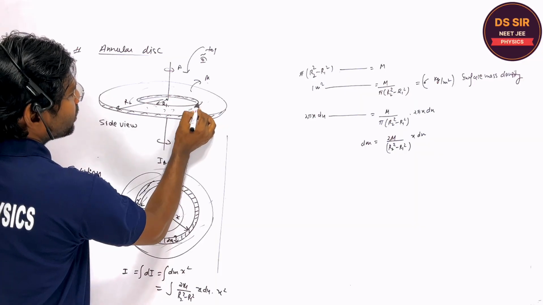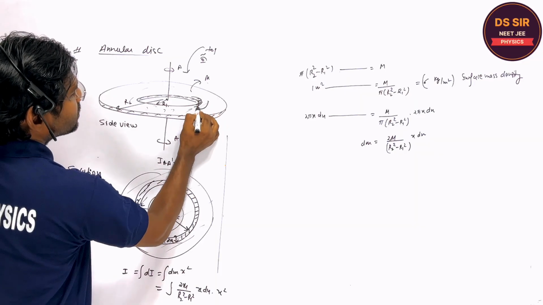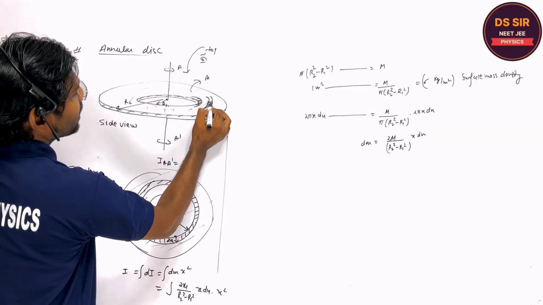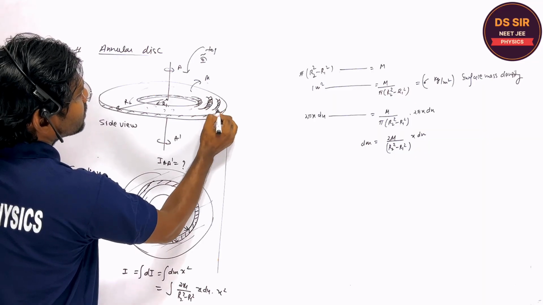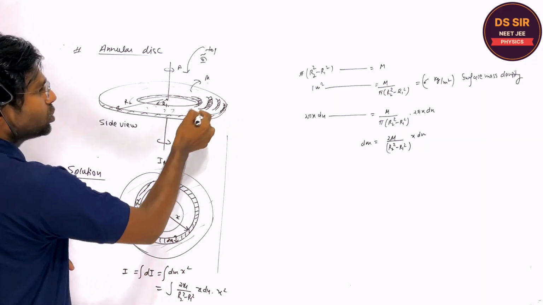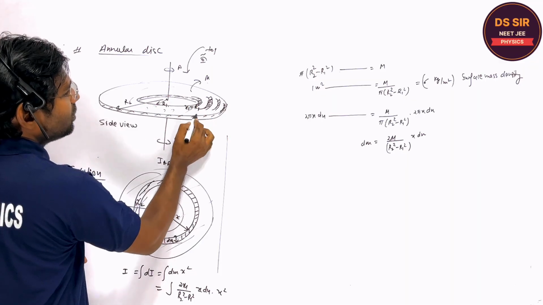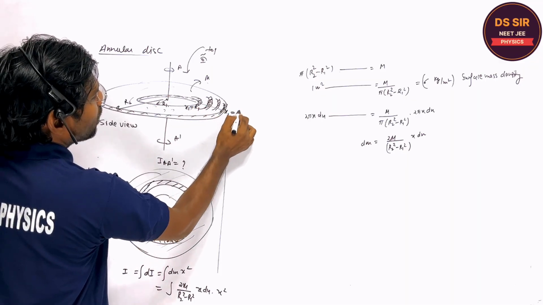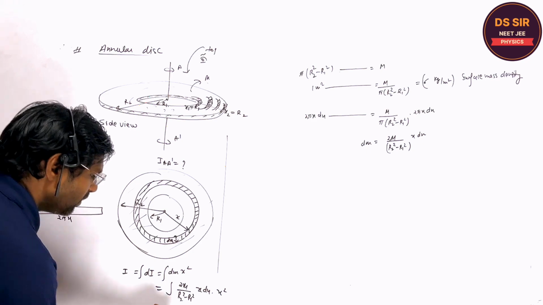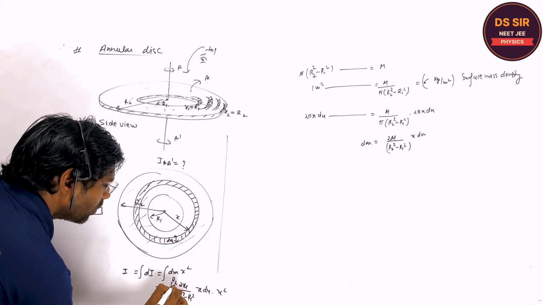Yes, these are the rings. This is the one ring. This is another ring, right? Like this, this is another ring. This is the final ring. So these rings are made from x1 equal to r1 to x2 equal to r2. So the limit will vary from r1 to r2.